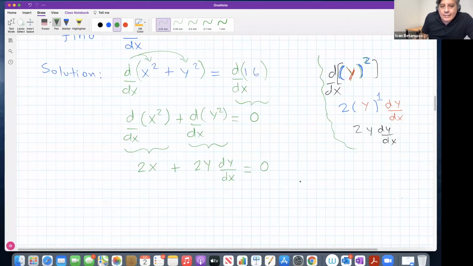Then the last step is just to isolate this guy, right? We have to isolate this. And this is actually the goal, right? To find the derivative of y with respect to x. So isolate now this.